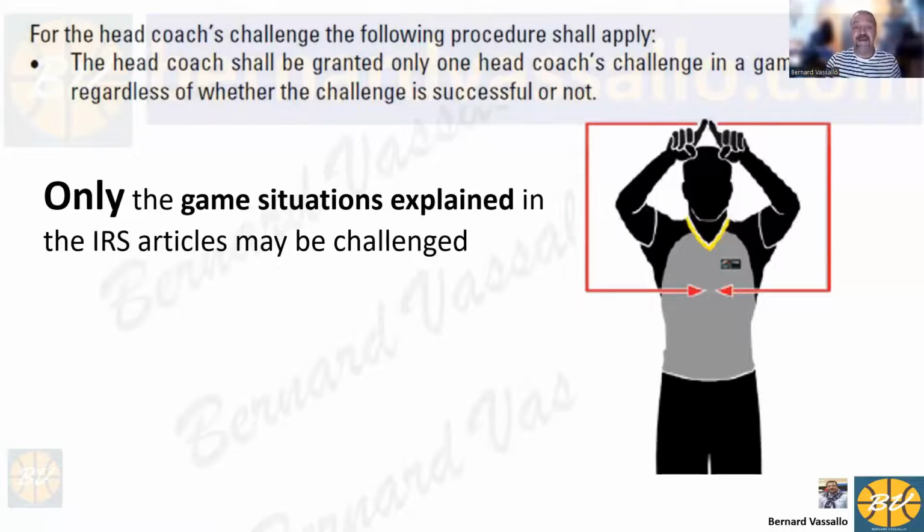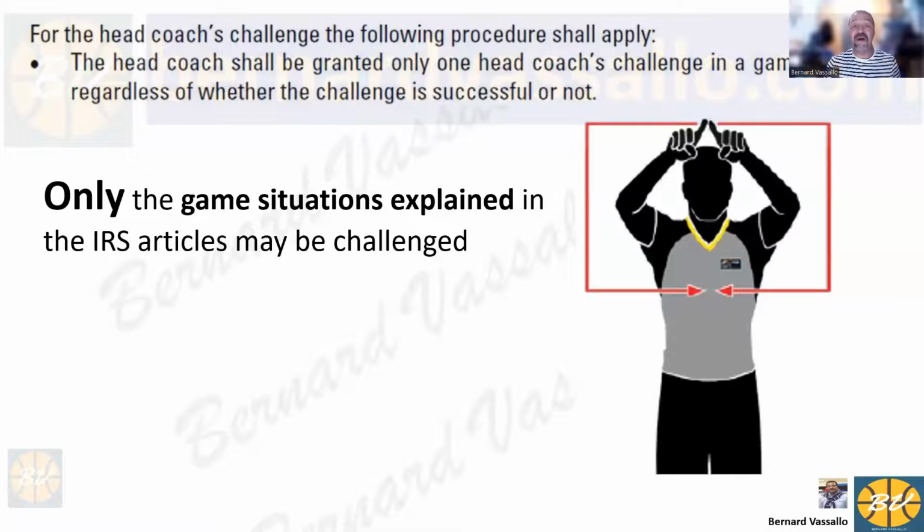For which cases can the coach ask for a challenge? The coach can challenge any decision, any play that was explained earlier in this video in the usage of the IRS. But those that were very attentive know that in the case of referees, the plays were divided into three different categories: plays that could be reviewed at any time during the game, plays that could be reviewed in the last 2 minutes of the fourth quarter and the overtime, and plays that could be reviewed only at the end of the quarter or the end of the game.